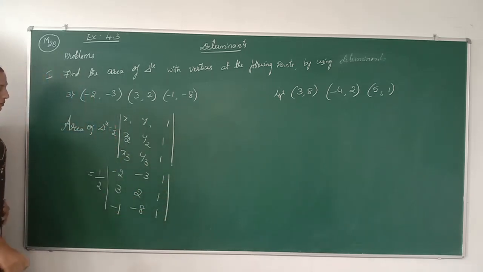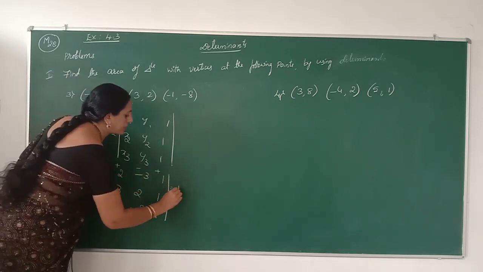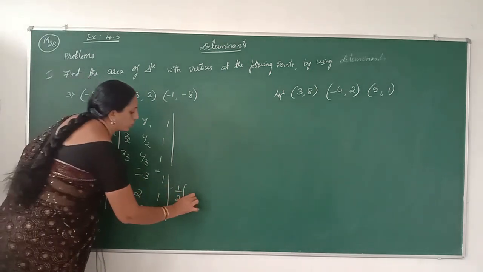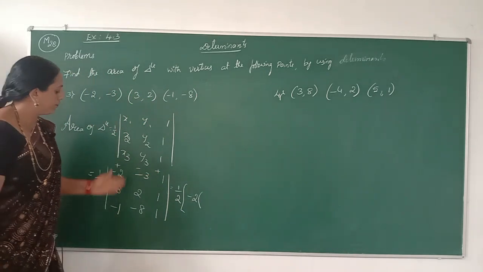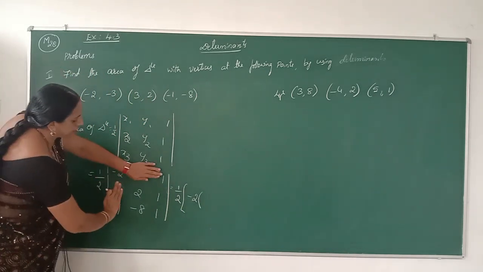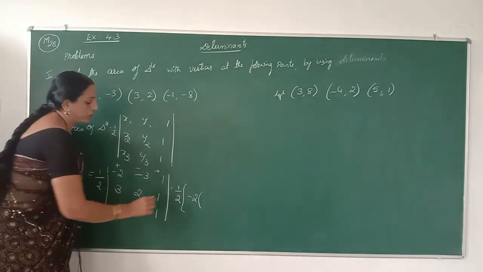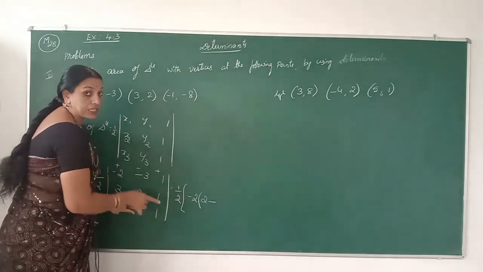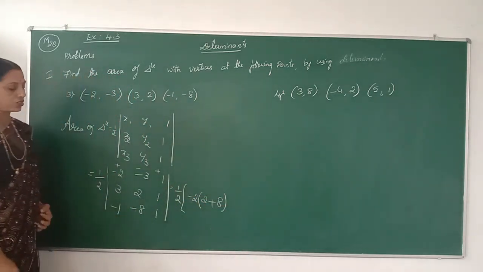So we simplify by using the expansion form with alternating signs. Half of, first element is -2. So -2 is an element of first row, first column, and these elements are neglected. The remaining are cross multiplied: 2 into 1 is 2, minus 8 into minus 1 is minus 8. After that, minus into minus is plus 8.